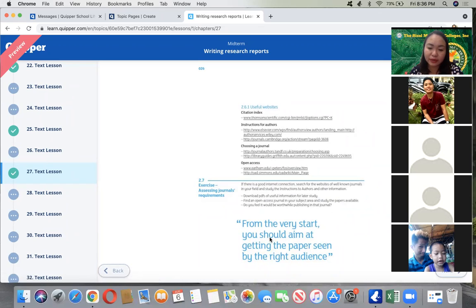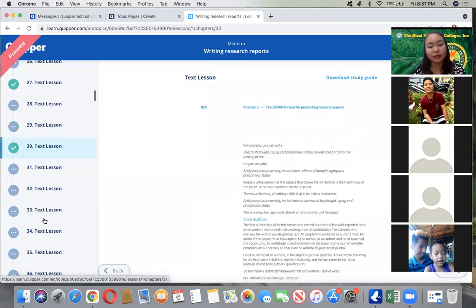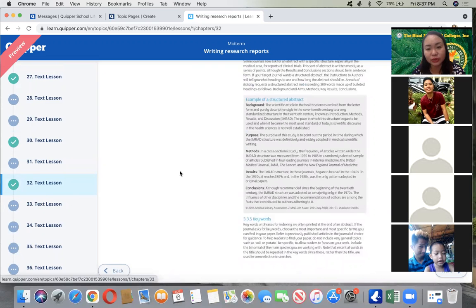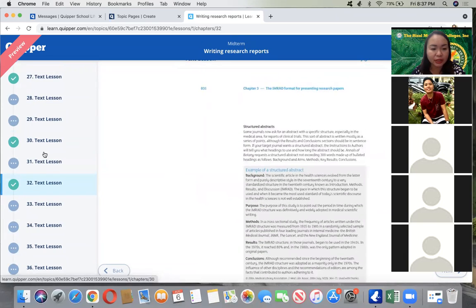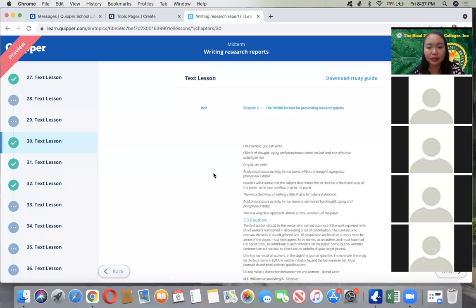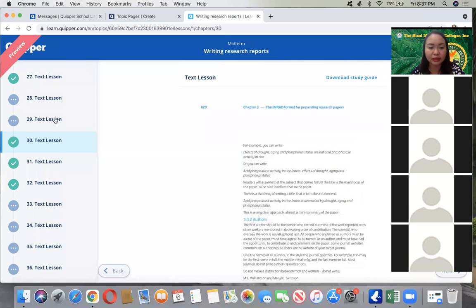So take note of from the very start, you should aim at getting the paper seen by the right audience. So like when you select your topic, first of course, you're interested in it. So ikaw yung writer and you're the one who wants to learn. And sino ba yung gusto mo ma-sharean, no? And it's because for the readers, it's not only for you. So you should aim na mas maintindihan siya ng readers mo.